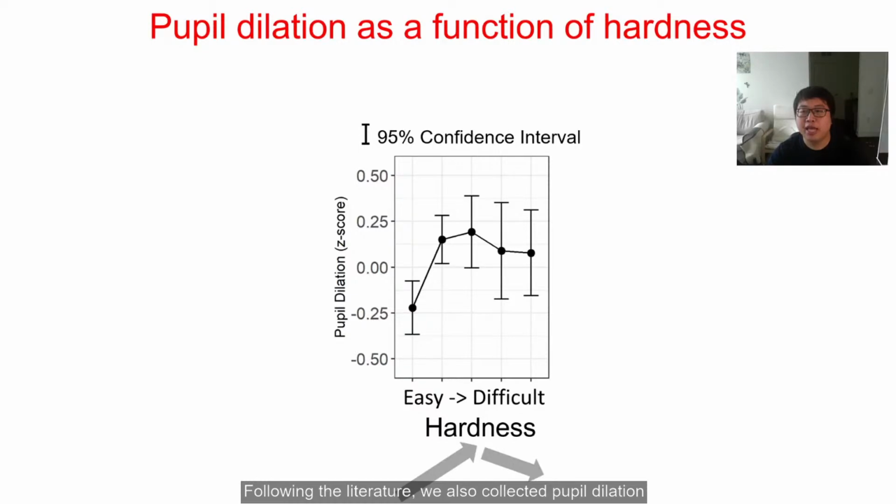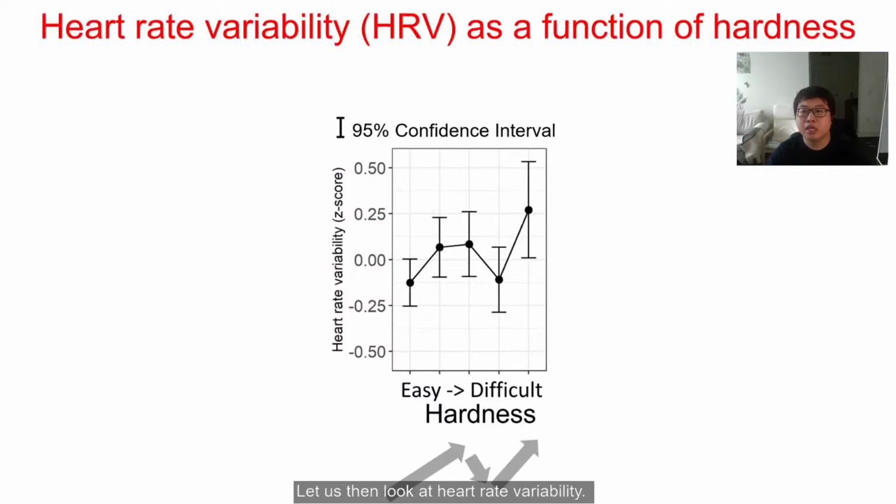Following the literature, we also collected the pupil dilation as a proxy measure of cognitive load. The pupil dilation also shared a similar pattern with the EEG and time. Let us then look at the heart rate variability. It is also a commonly used measure for cognitive load in the literature.